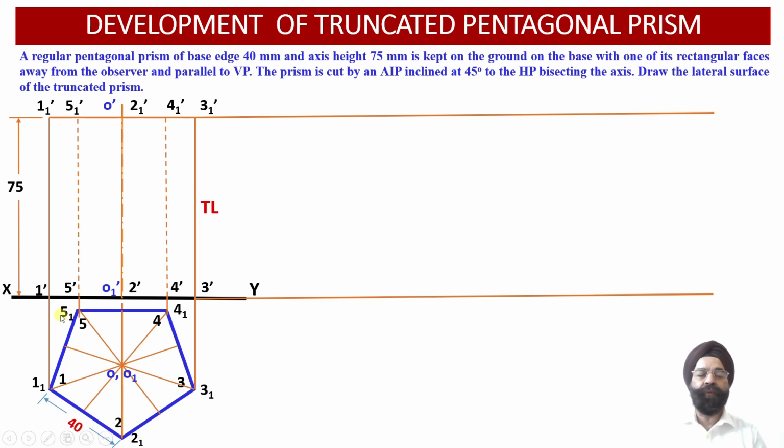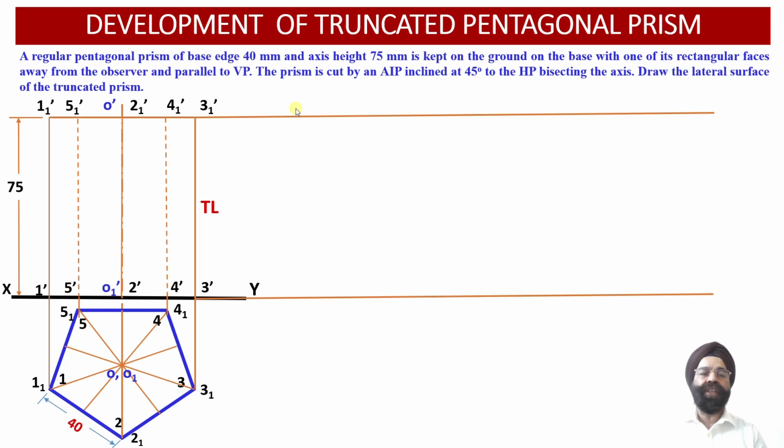Whereas the vertical edges 5 1 5 and 4 1 4, these 2 vertical edges of the pentagonal prism, happen to lie on the rear side of the solid, as the observer is going to view this solid from the front side. So these 2 vertical edges 5 1 5 and 4 1 4 will not be visible to the observer. Therefore, the front view projections 5 1 dash 5 dash and 4 1 dash 4 dash corresponding to these 2 vertical edges will be obtained as hidden line or dotted line projections in the elevation view.